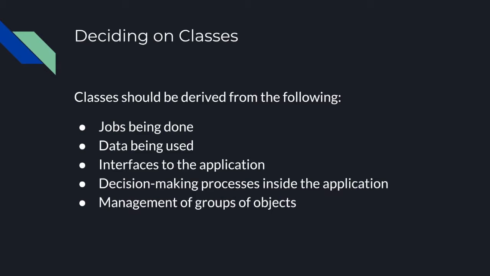So when deciding on what classes should go into your application, the following should be taken into consideration. First, what jobs are being done by your application. Breaking things down into individual jobs provides opportunities to make objects with the service provider role stereotype. What data is being used in going through your application? This is a sign that you would need an information holder stereotype.